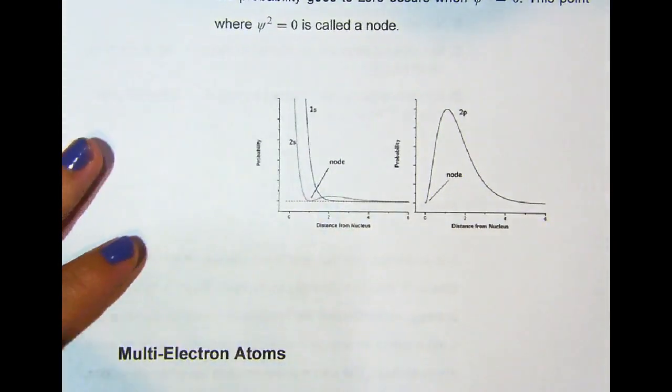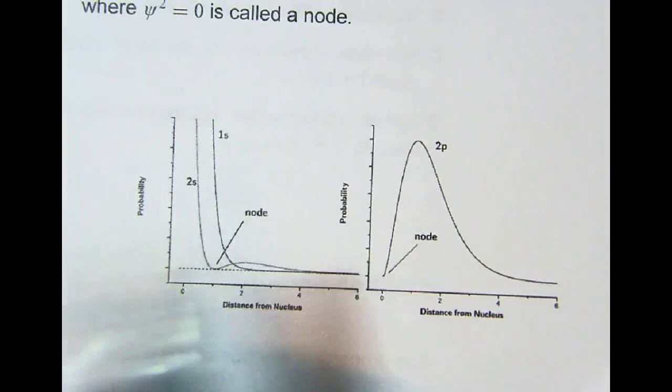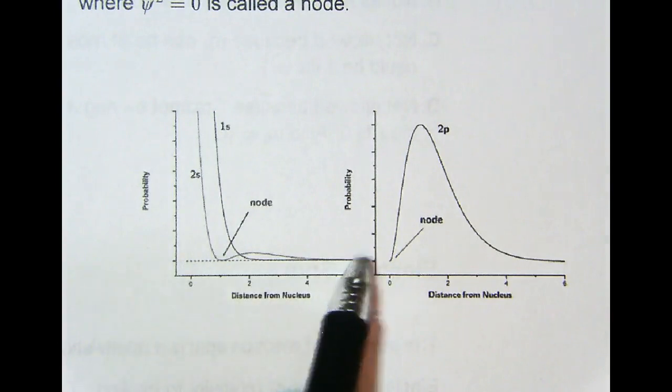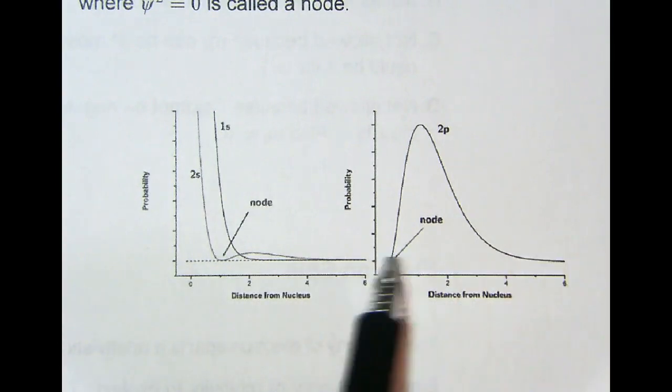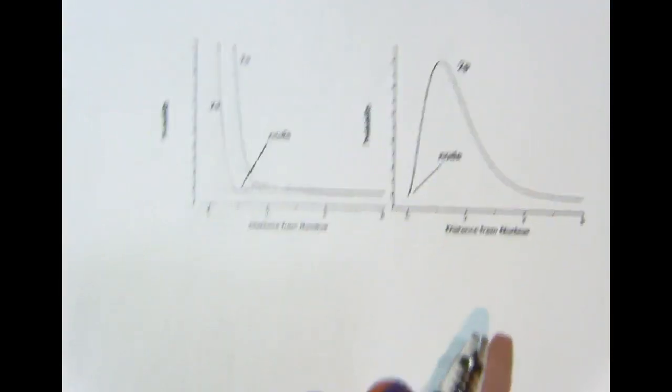And so when you're looking at a graph such as this, the node is going to occur where the probability equals 0, or is down here at its lowest. And so this would be the node, a point at the lowest possible location on the graph.